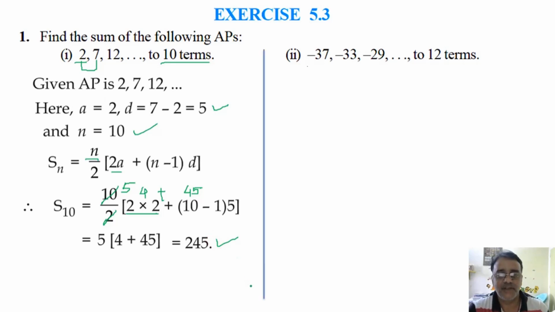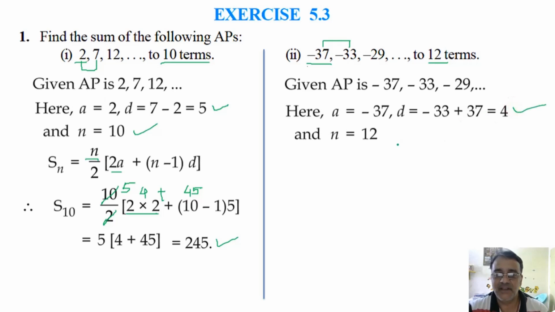No, sir, direct question only. Next, what is the first term? Minus 37. What is the common difference, second term minus first term? Whether it is increasing or decreasing? Increasing order. The value is getting bigger, so it is increasing. In increasing order D will be positive, in decreasing order D will be negative. That you have to keep in your mind. So minus 33 minus of minus 37 will become plus 37. We get 4, and n is 12.